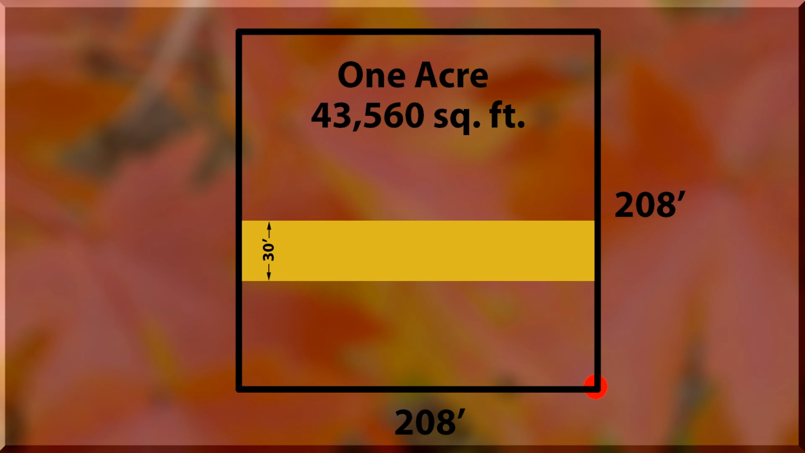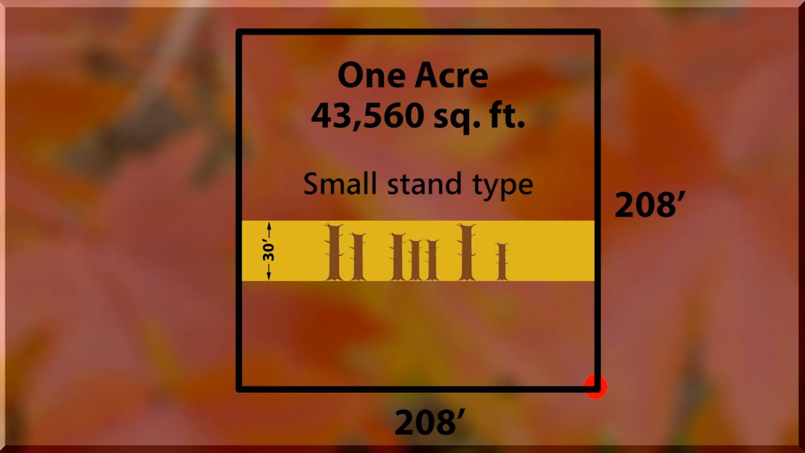For a small stand type, you should find a minimum of 7 trees in this transect. The industry standard for a small stand type is 1 tap per tree. 7 trees times 1 tap each means you should find a minimum of 7 taps in this sample. Because our transect is 1/7 of an acre, we multiply the number of taps in the transect by 7 to estimate the total number of taps in that acre.